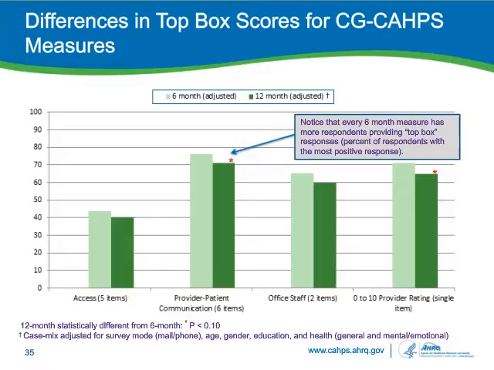One trend that you can observe is that in every one of these measures, the top box score is a little bit lower in the 12-month survey. And I think that's one of the takeaway messages here, that it seems to be consistent. In fact, if you look at it at the item level, you'll see that same kind of consistency.